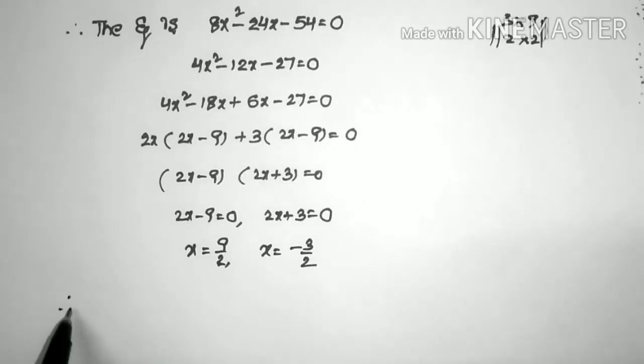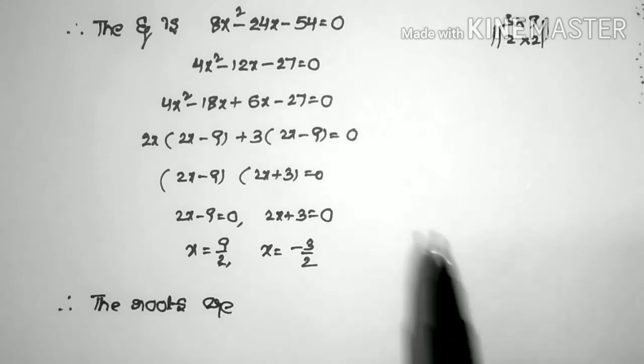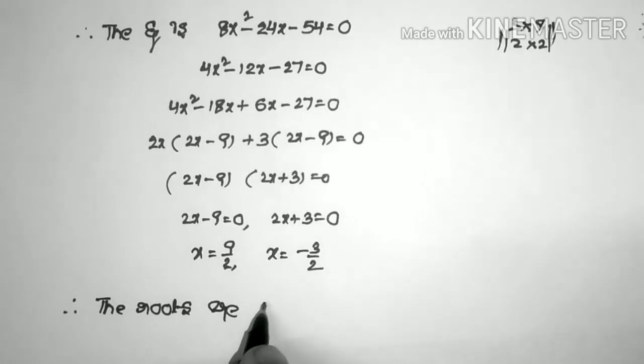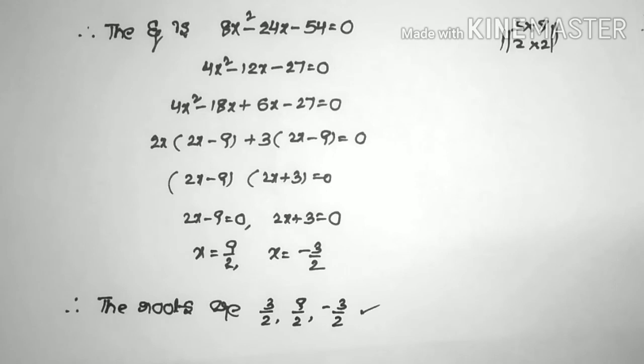Therefore the roots are: what is the first root value? 3 by 2. Already at the start we found one root. So a is equal to 3 by 2, and the remaining two roots are 9 by 2 and minus 3 by 2. These are the roots of the equation. That's all.